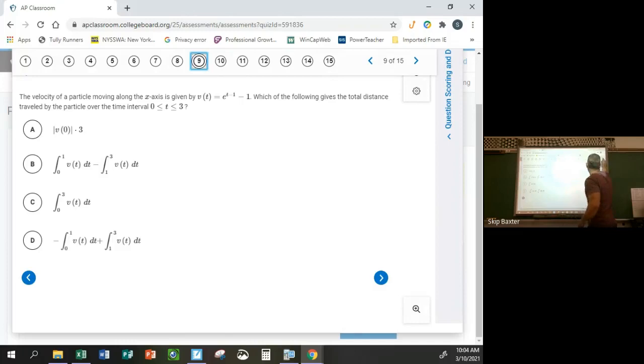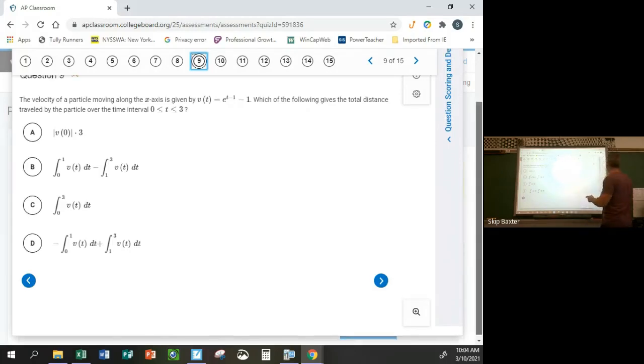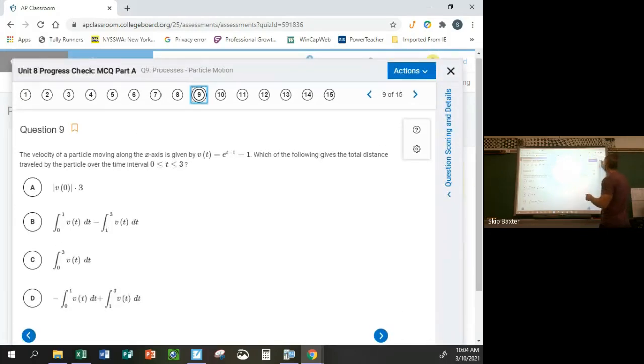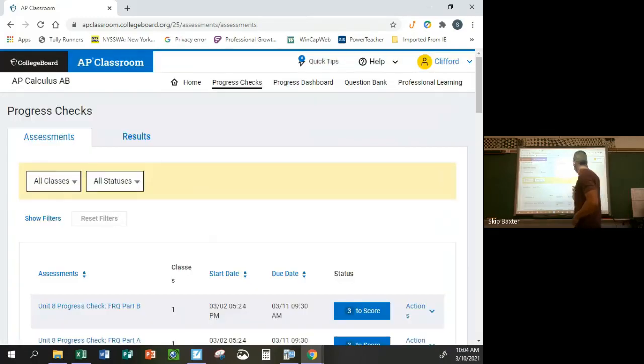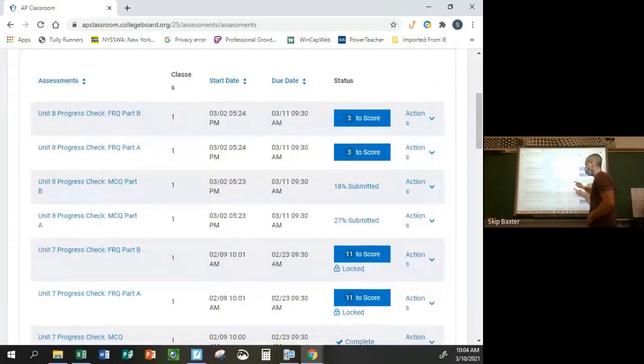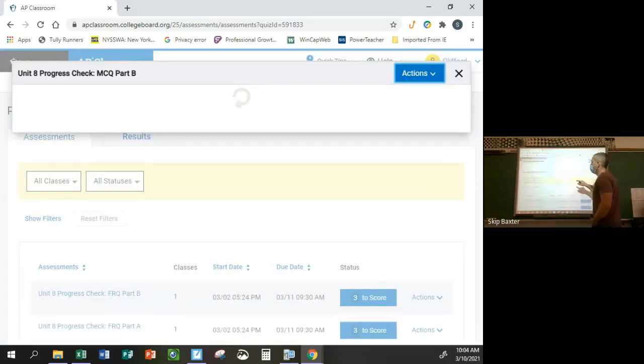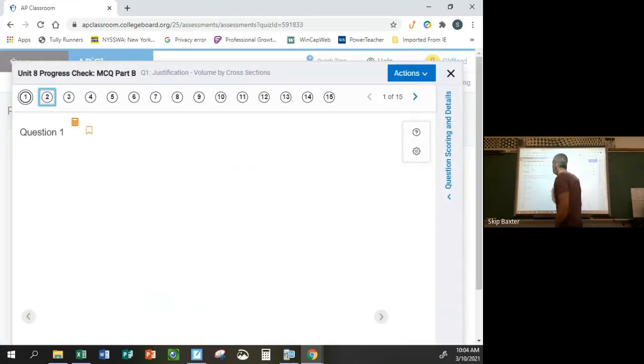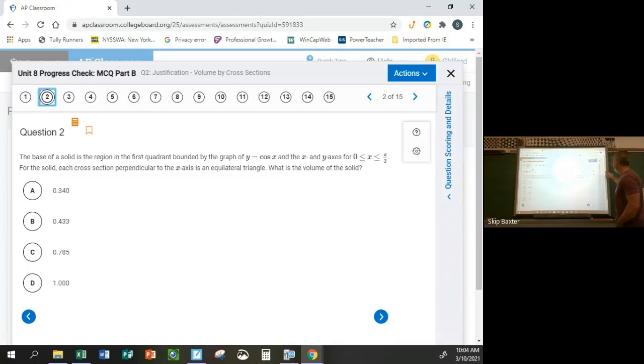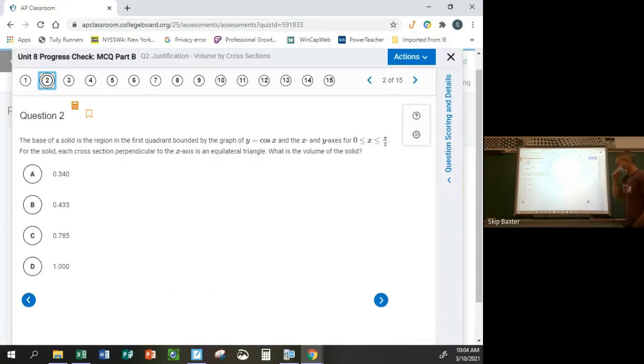Part B, this is part A, right? I think we were doing part A. So part B, multiple choice, number 2. It's a calculator question about the base of a solid.